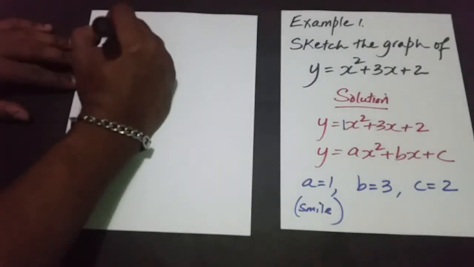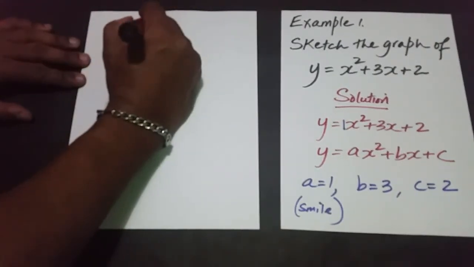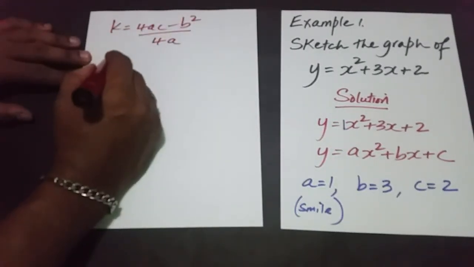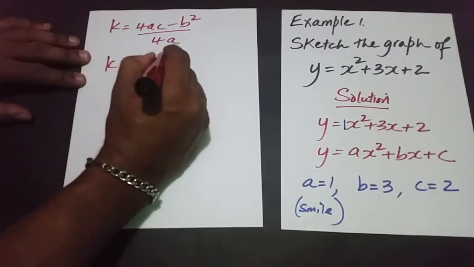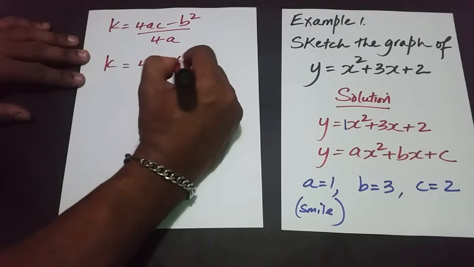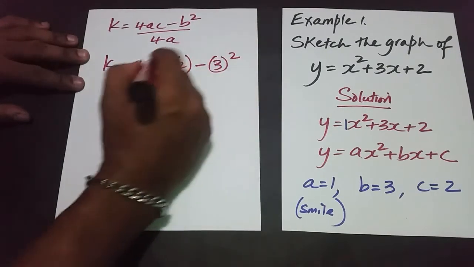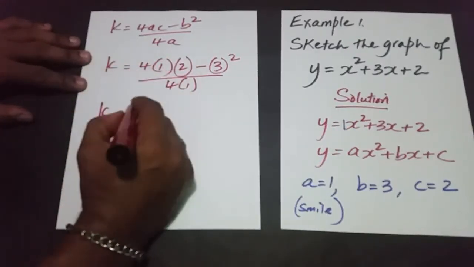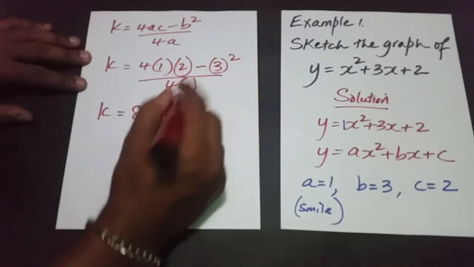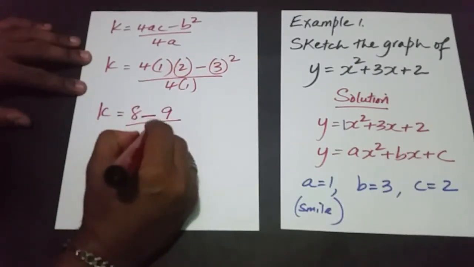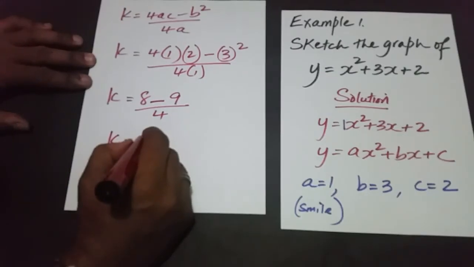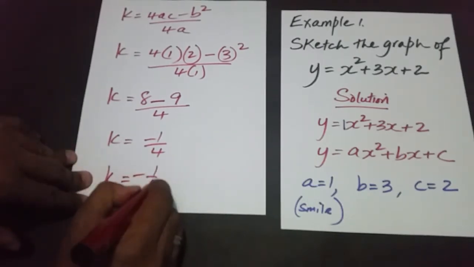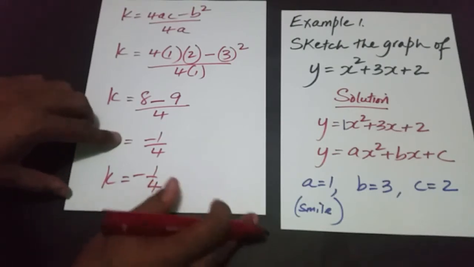So k is equal to (4ac minus b squared) over 4a. So what we're going to do is plug in those values. So a is 1, c is 2, b is positive 3. So take your time, don't make mistakes. 4 times 1 is 4, times 2 is 8, and minus 3 all squared, which is positive 9. So k is going to be equal to minus 1 over 4, which makes k equal to negative a quarter. So the value of k is negative a quarter.